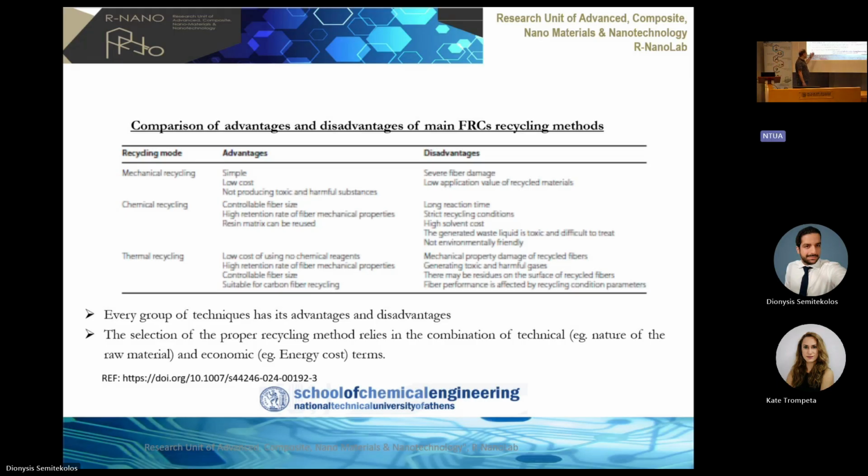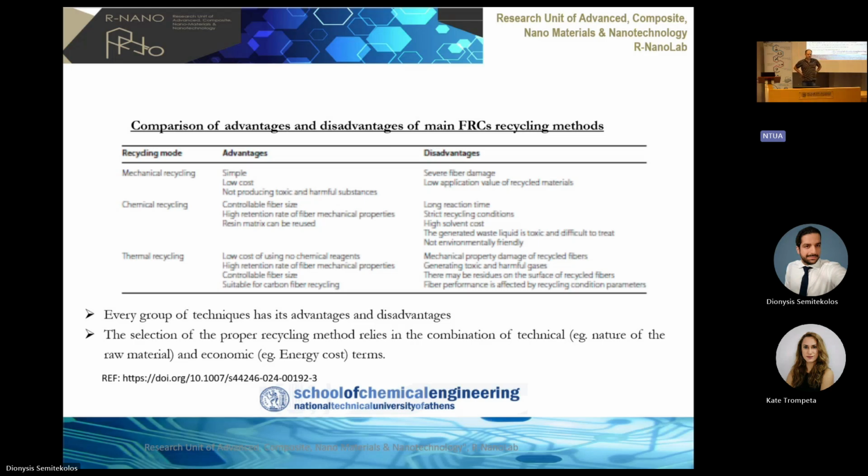At the end, the selection of the proper recycling method relies on the combination of technical and economic terms. When I say technical, it means the nature of the raw material. When you have a composite that is already in the form of a continuous, large item, then you have to use a method that can recover, as much as possible intact, most of the fibers of the cloth that was used to produce it.